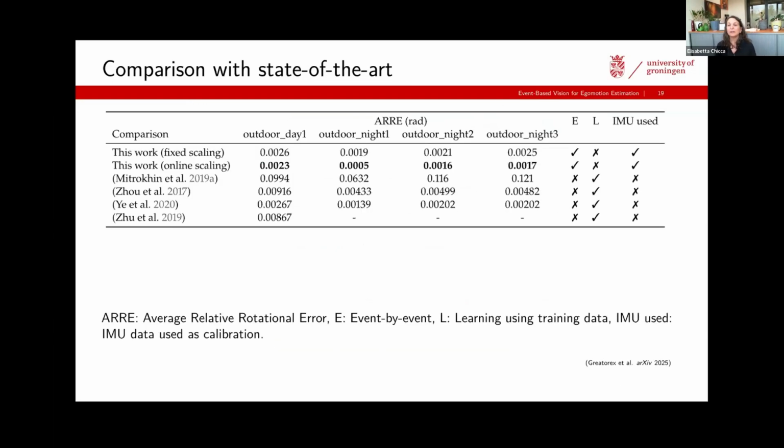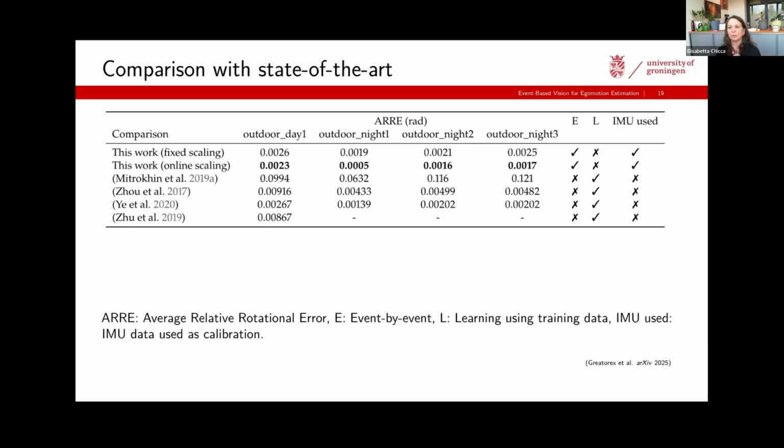We have compared this solution to the state of the art. We have looked at algorithms that use the same data sets so that we could compare. The first two lines are from our work. The first one is with the fixed scaling, and the second one is with the online scaling. The quantity that we are comparing is, of course, an error, the average relative rotational error in this case.